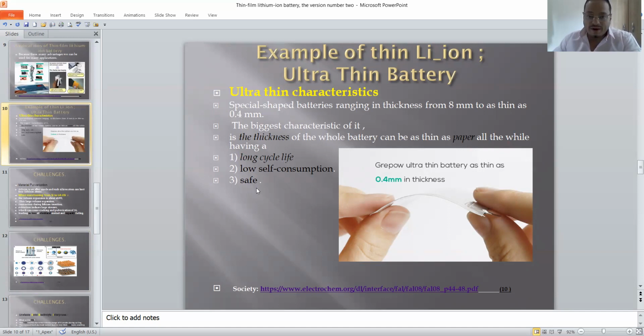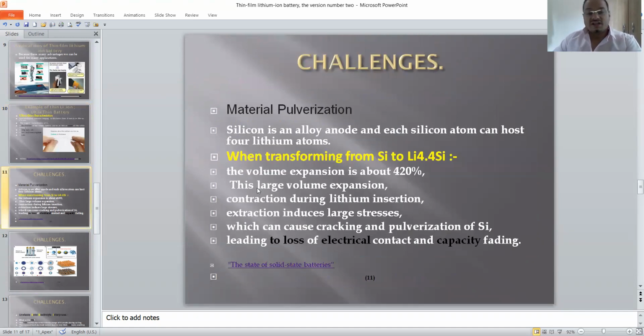Must be safe, no way. Now, let's go about the challenge. In any battery, in any thing in our life, sure, it has an advantage and at the same time a disadvantage. We can say disadvantage, we can say challenge, the same meaning.